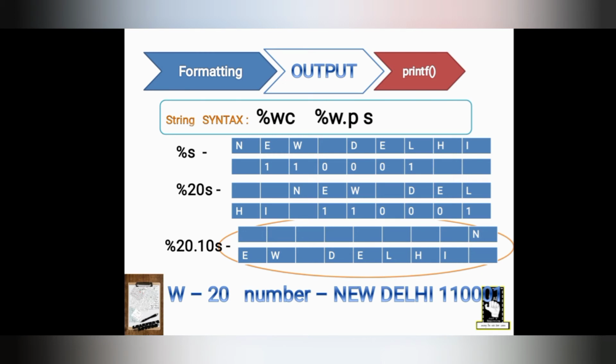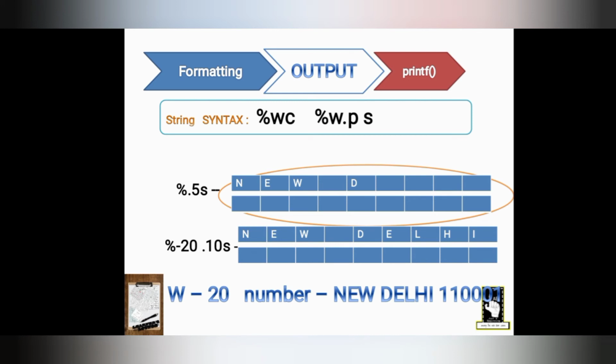Next is percentage dot 5s. Here the string length can be any length, but the characters that are displayed on the screen are only 5 characters. The next is minus 20.10s. This also has the same 20 width and displays only the first 10 characters, but there is a difference from the previous one.